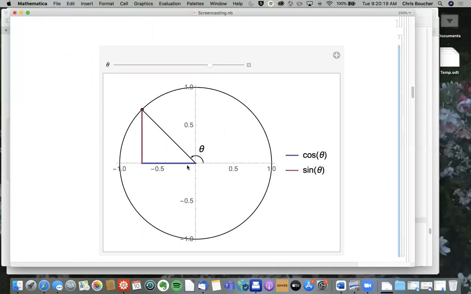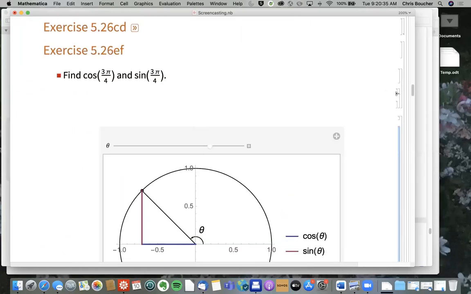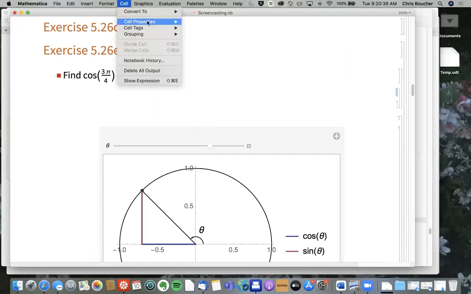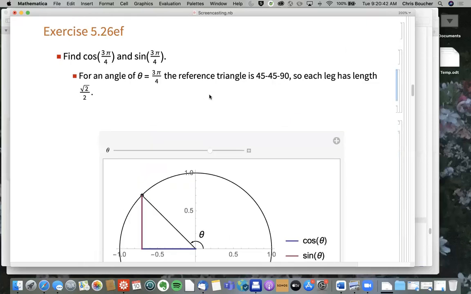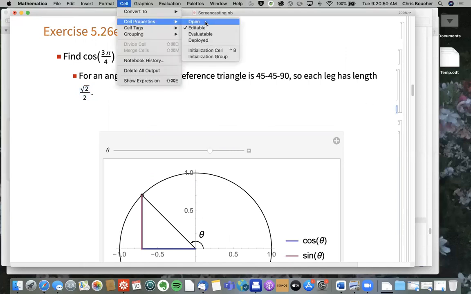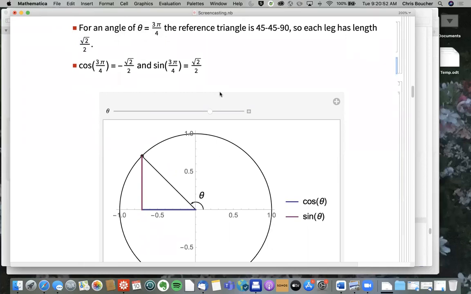So this triangle is a 45, 45, 90 triangle, right? Because I've got a 45 degree angle here, which means these sides are both going to have length square root of 2 over 2. And I can see that in this quadrant, the cosine is negative and the sine is positive. So I've just talked through the entire solution here, right? The reference triangle, which is this picture, is 45, 45, 90. Each leg has length root 2 over 2. And I just need to get the signs correct for cosine and sine, right?